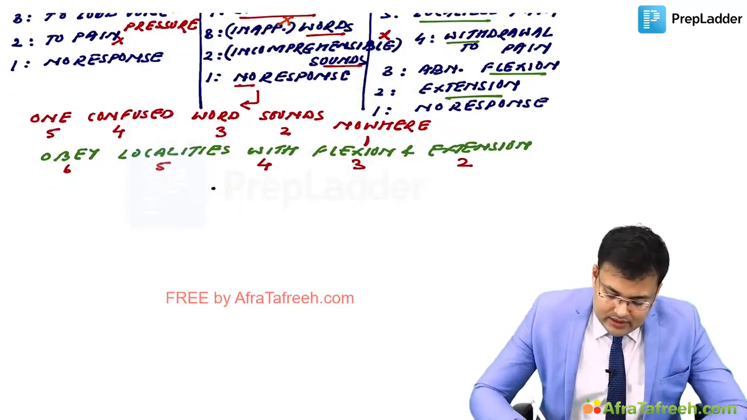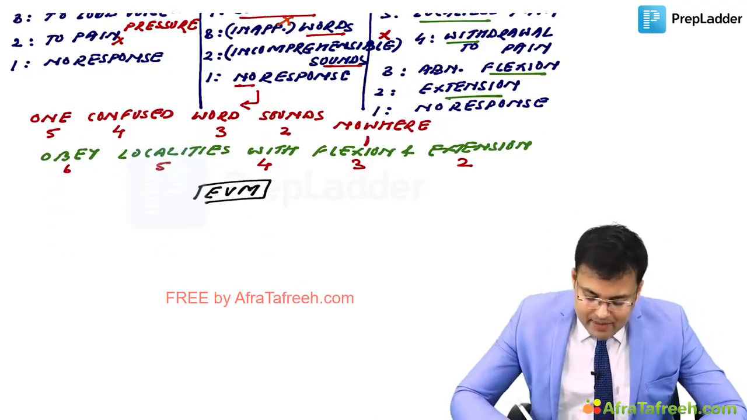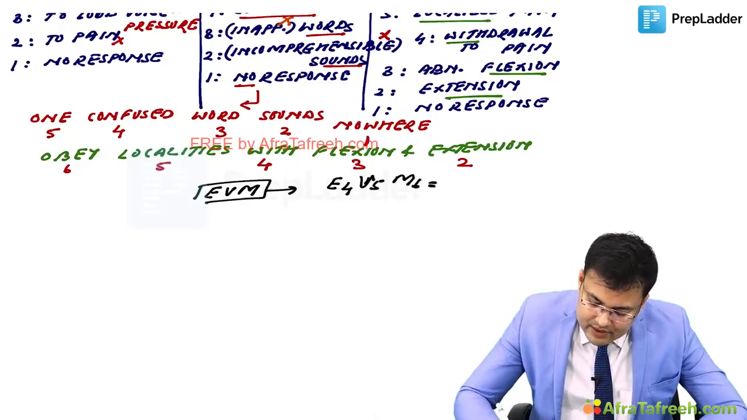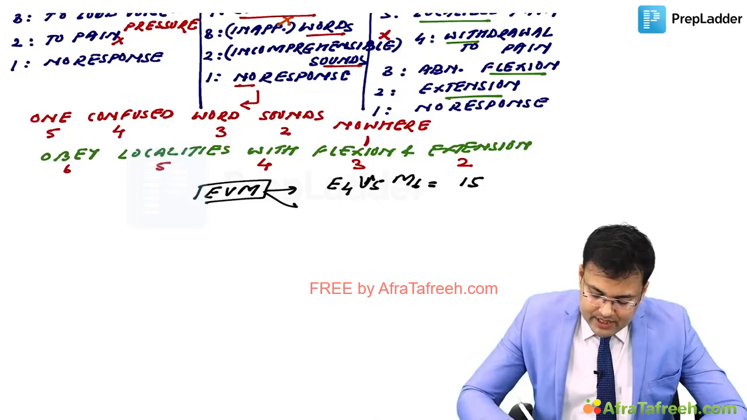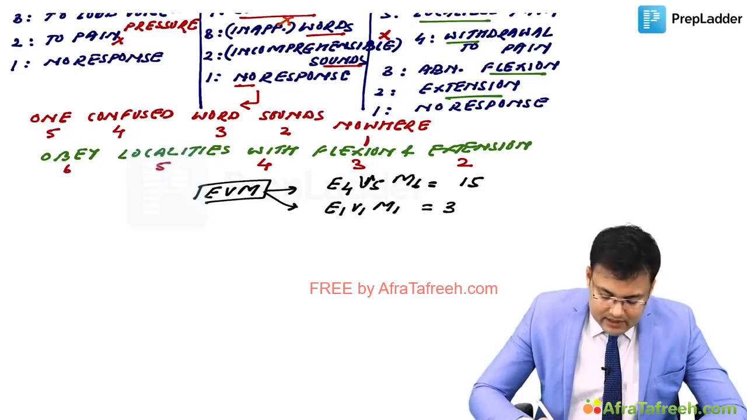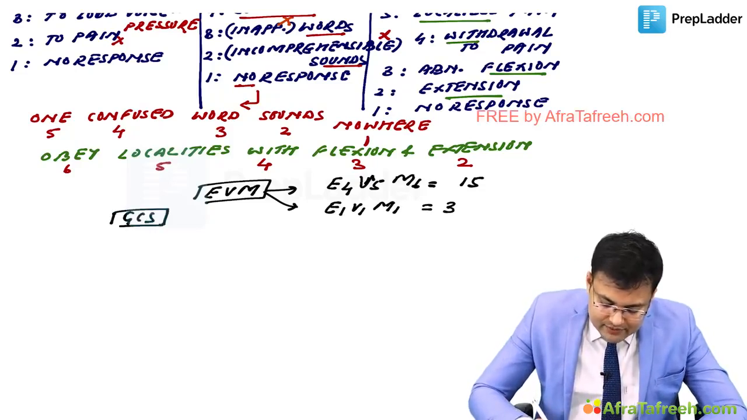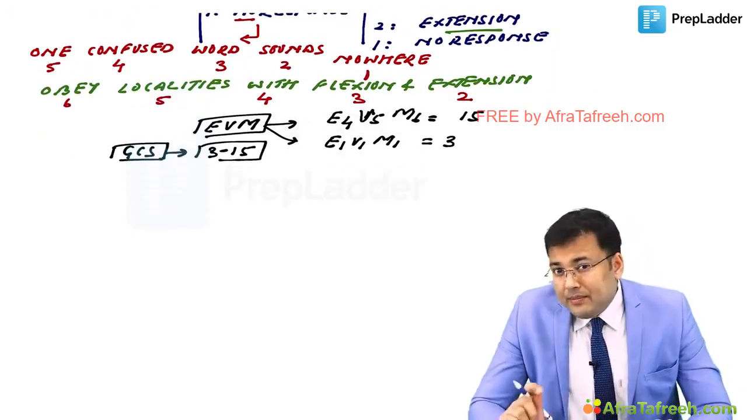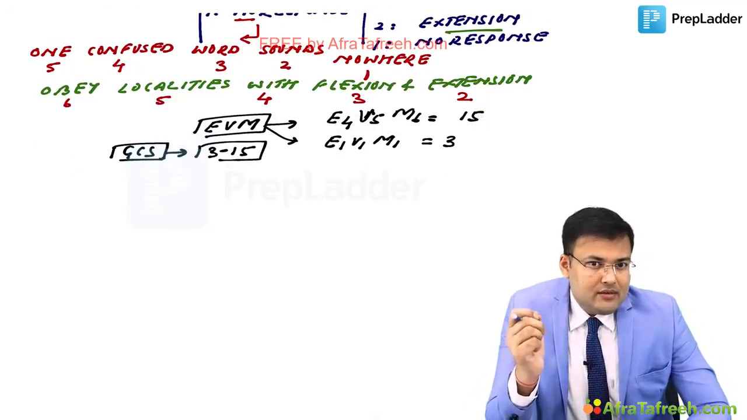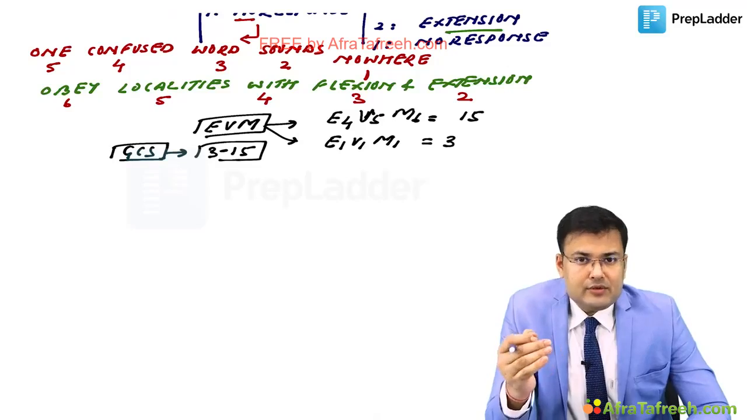Now this is EVM, electronic voting machine. So what is the maximum GCS score? You saw E4, V5 and M6, so it is 15. And what is the minimum score? It's E1, V1, M1, so 3. So generally the Glasgow Coma Scale varies from 3 to 15. And we discussed what is the best predictor of outcome. It is the best motor response. Generally in the question the word best is not mentioned, so it is the motor response.